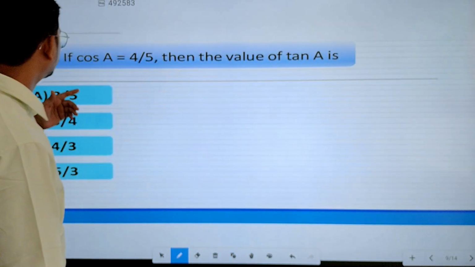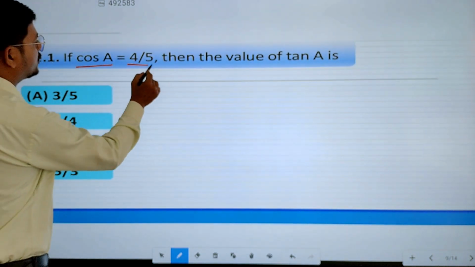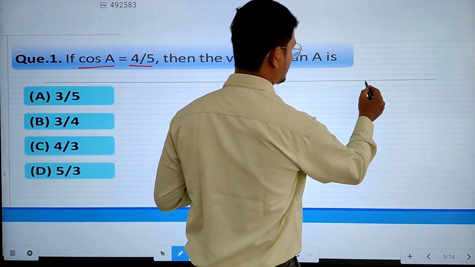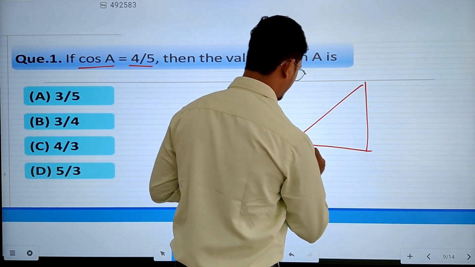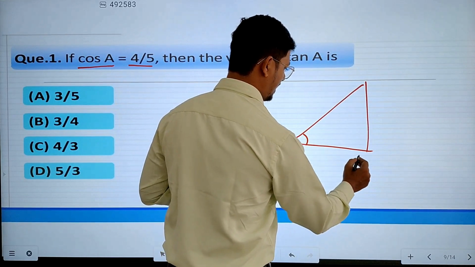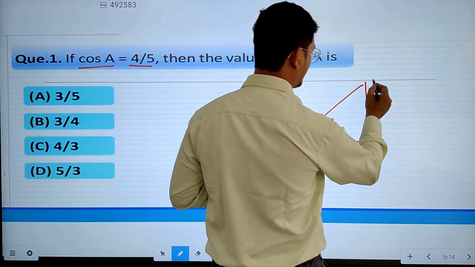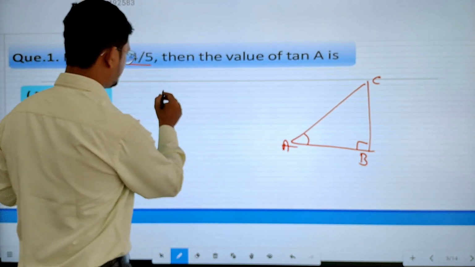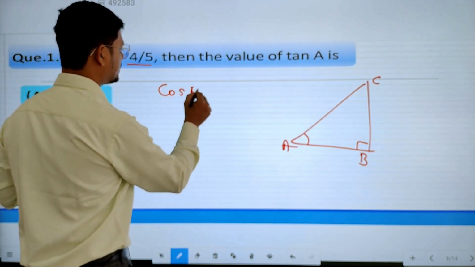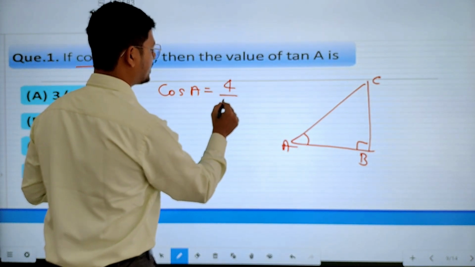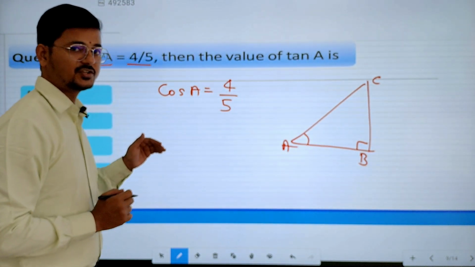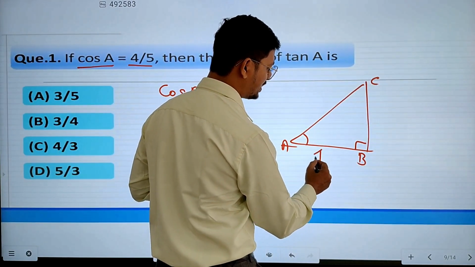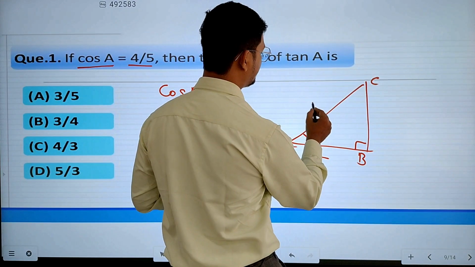So the very first question is, if the value of cos A is equal to 4 by 5, then the value of tan A is. The value of cos A is given. So let's draw a right angle triangle. Let's suppose this is angle A and the right angle is at B and this vertex is C. So the value of cos A is given 4 by 5, and we know that cos is the ratio of base and hypotenuse. So for angle A, base will be 4 units and hypotenuse will be 5 units.